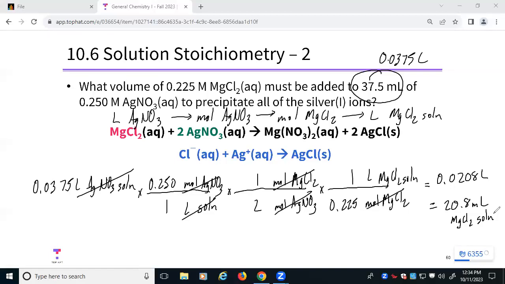So yes, there's a lot going on with this problem. This is where solution stoichiometry can be really kind of difficult for us because it feels like we're being asked to pull a lot of different pieces of information in at the same time.